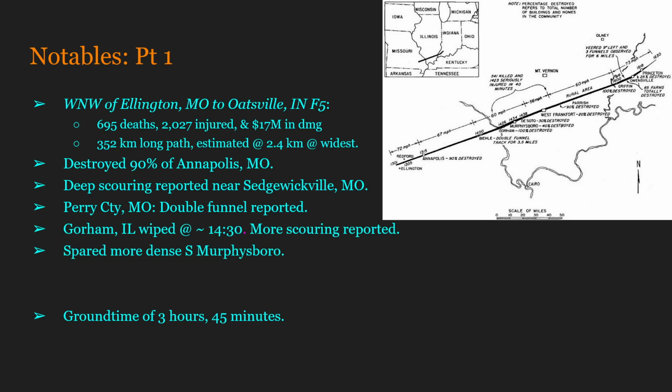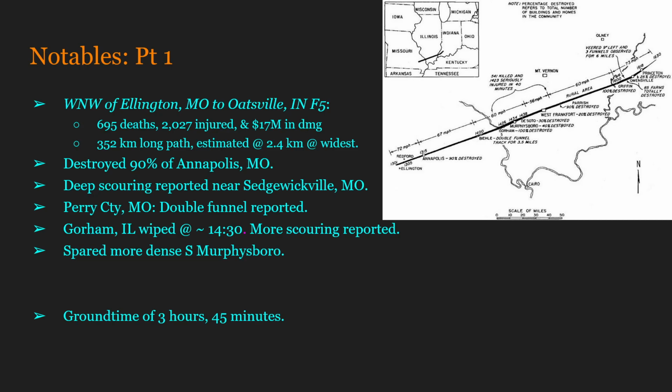Gorham, Illinois was one of the first towns hit by the Tri-State tornado in Illinois. And at around 2:30 Central Daylight Time, Gorham was practically wiped off the map. An estimated 100% of the town was destroyed. Not just damaged in some way, destroyed. Keep in mind, again, I'll say this a lot, construction was not as good as it is 98 years later, but still, that is extremely intense.